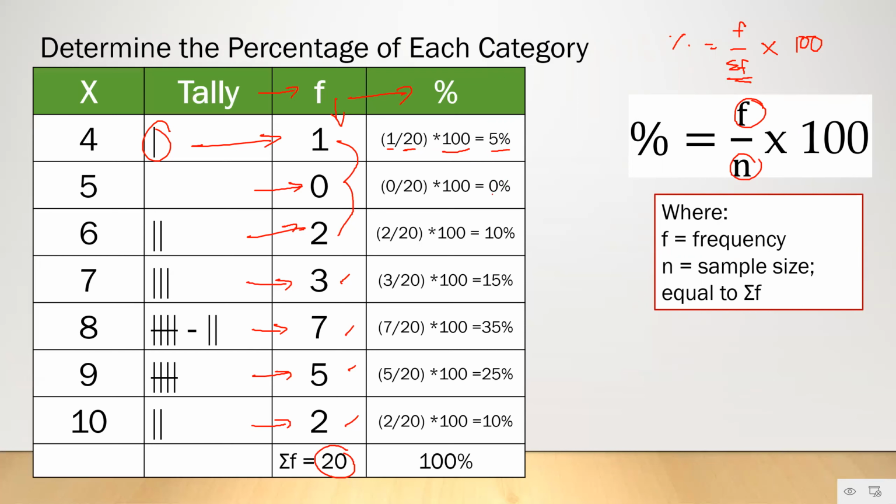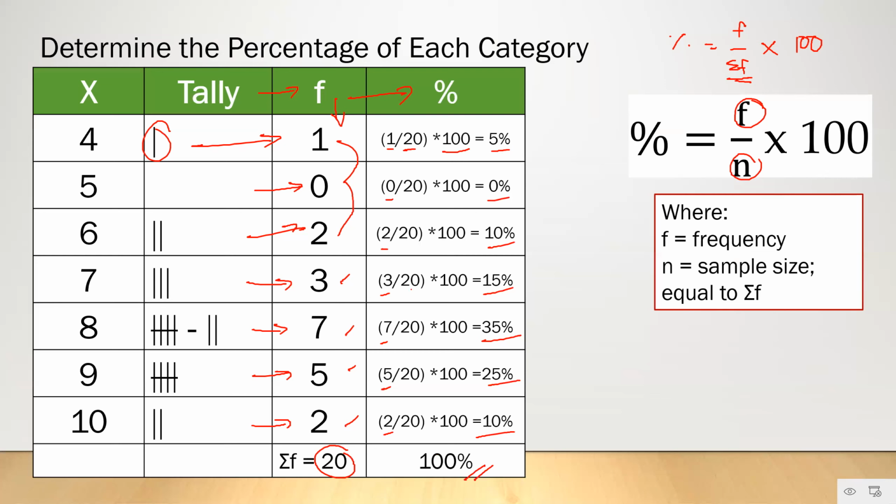Anyways, as you can see, 0 is equivalent to 0%, 2 is equivalent to 10%, 3 is equivalent to 15%, 7 is equivalent to 35%, 5 is equivalent to 25%, and then finally, 2 is equivalent to 10%. If you compute the total of all the percentages, it should be equivalent to 100%, or at least close to 100%, in order for you to double check if your conversion is correct.